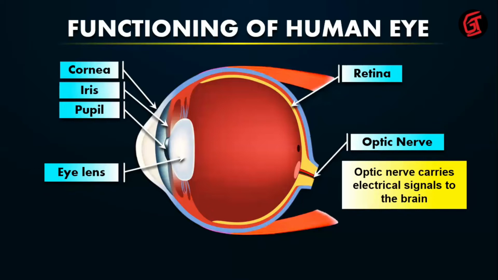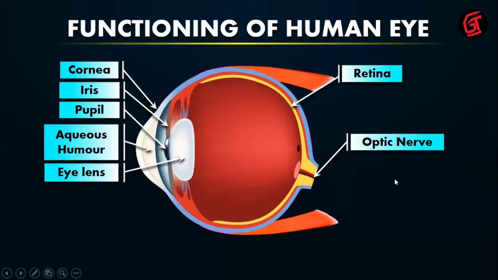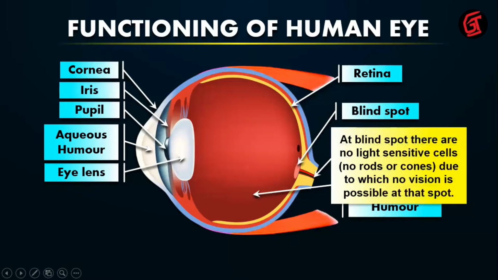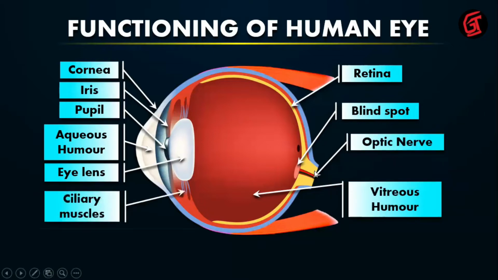So if you feel that something like this is happening, that means think about it. There is some problem in the optic nerve. Then your aqueous humor and your eye lens and your vitreous humor. Then your blind spot. Okay, there is a blind spot also in your eye where there is no light which comes on that. No vision happens on that part of your eye. It is somewhere which is covering your optic nerve.